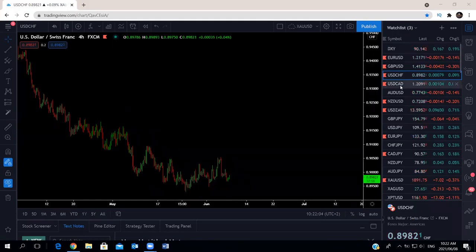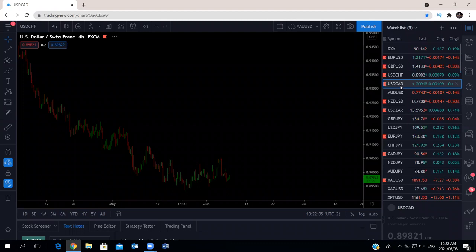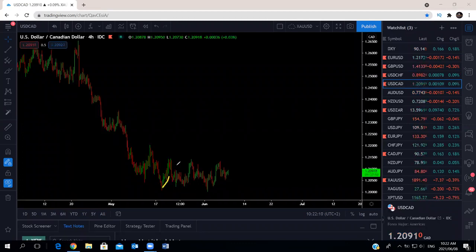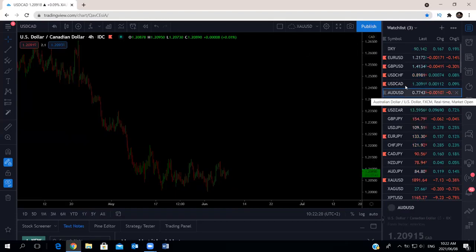US dollar CAD. So US dollar CAD has made this bigger corrective structure and has made a move to the downside. We are making a correction here on the 1 hour. We should see this continue lower. Same with the Aussie.